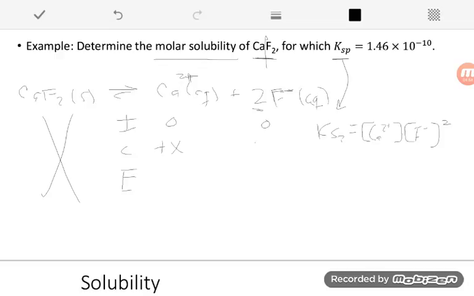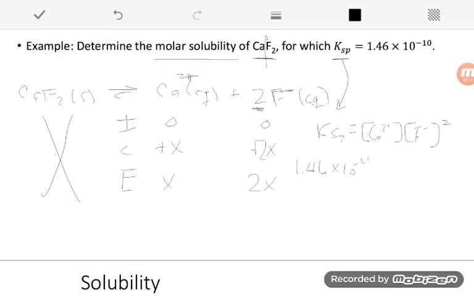I produced a little bit of each as it dissociated. Because there's a 2 here, we need to make sure we do plus 2x. So keep our stoichiometry in mind. So I'll make x of the calcium and 2x of the fluoride ions. Now we have our Ksp and we have expressions for calcium fluoride, so we can plug those in.